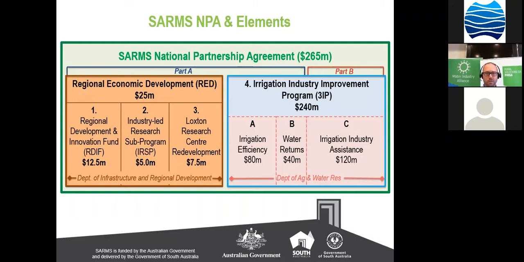So you'll see on the right-hand side of your screen that we've got number four, the Irrigation Industry Improvement Program, and it's been delivered through three investment streams. Irrigation efficiency, which we had $80 million allocated to, water returns at $40 million, and irrigation industry assistance at $120 million. Obviously, we've been whittling away at that cash as we've gone through the previous rounds, one, two, and three.